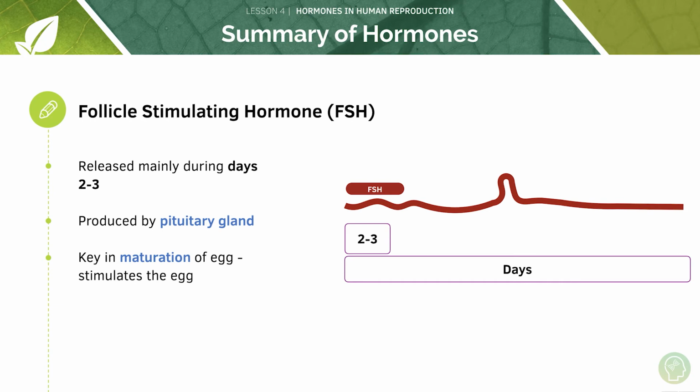Now, follicle-stimulating hormone is released mainly during days 2 to 3, and it's produced by the pituitary gland. And remember, it's key in maturation of the egg. It stimulates the egg to develop. And therefore, it makes sense that it's being released early on in the cycle because our egg starts to develop whilst our uterus lining is being built up.